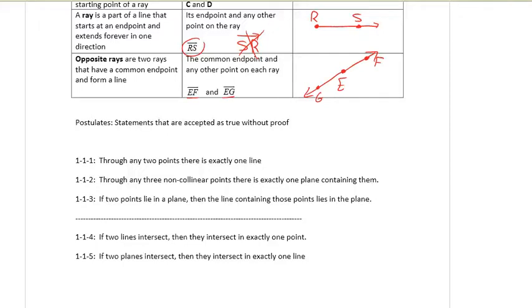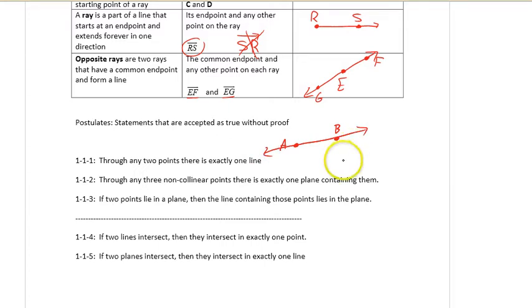First one says that through any 2 points, there is exactly one line. So if we drew some point here, we'll call it A, and some point here, we'll call it B. We can draw a line straight through those points. Now this is where it gets tricky.